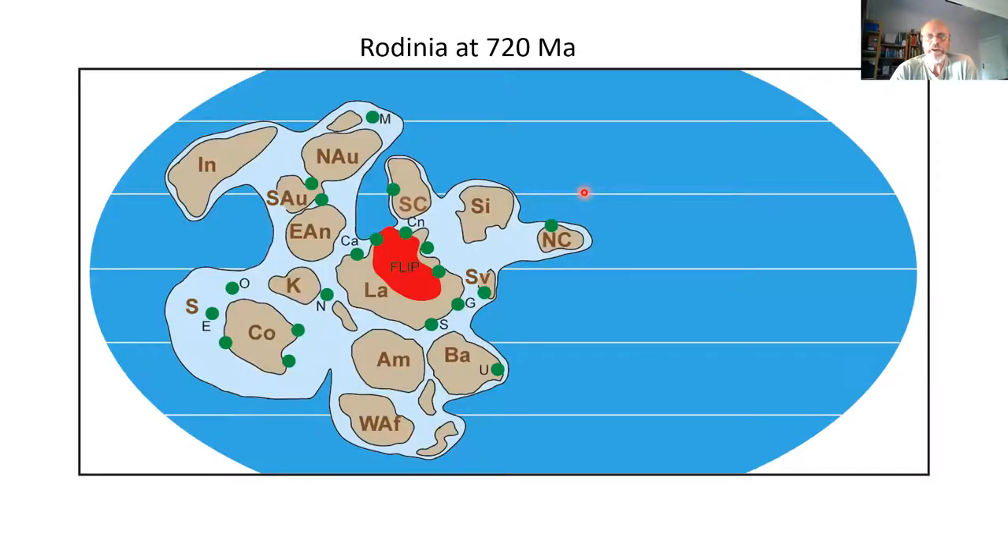Just a minor digression, this is a map I've pulled together to show what Rodinia might have been like at the time. Here is Scotland, just south of the equator on the edges of Laurentia. And these are other areas around the world where there are glacial deposits of this age, pretty much on every continent: Amazonia, Baltica, West Antarctica, Congo, and South and North Australia. All these cratons have Sturtian-age glacial deposits, 720 million years old.